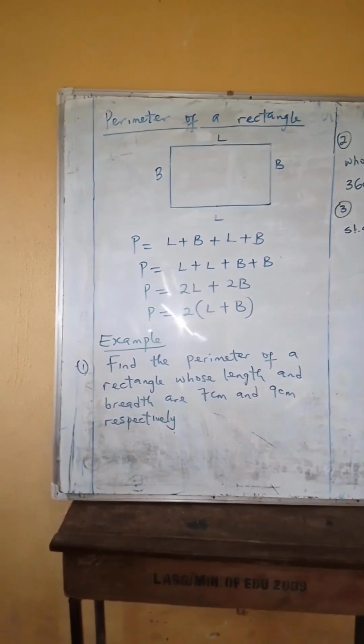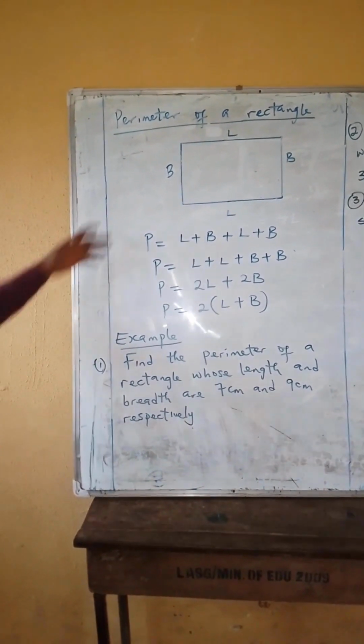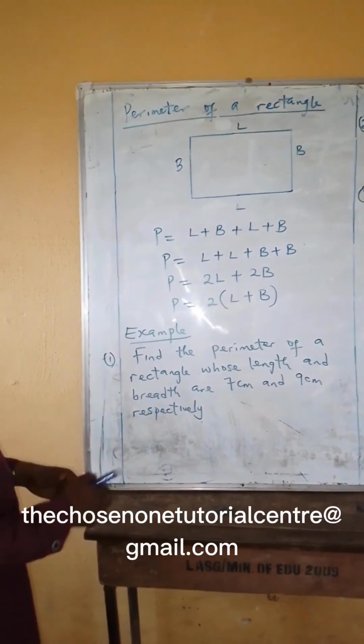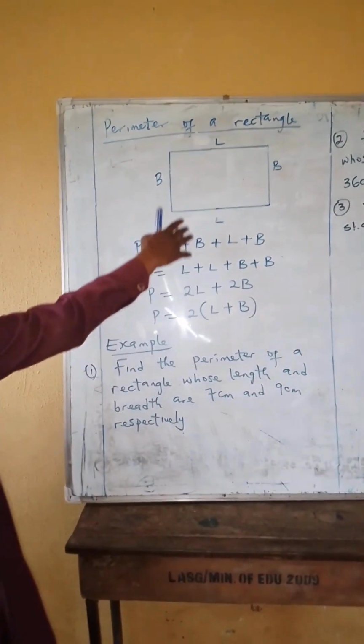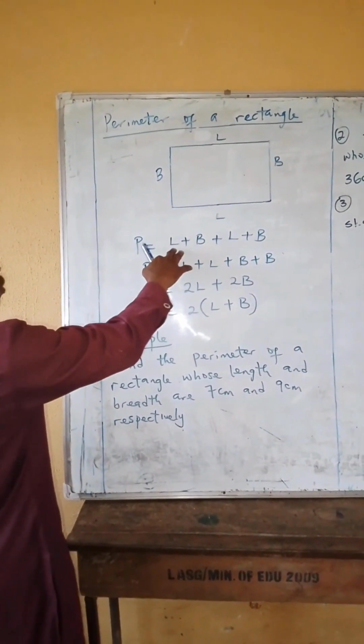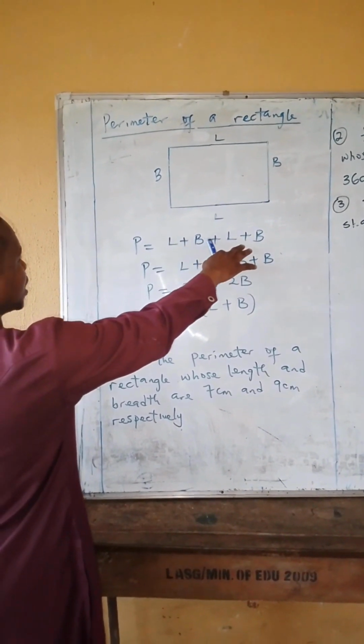Today's topic is perimeter of a rectangle, and this is the shape of a rectangle. Don't forget that perimeter is the sum of all sides. So by the time we add all the sides of the rectangle together, we are going to have length plus breadth plus length plus breadth.